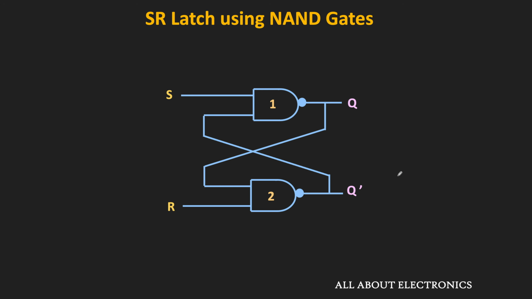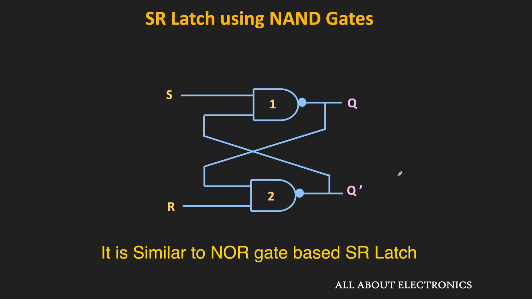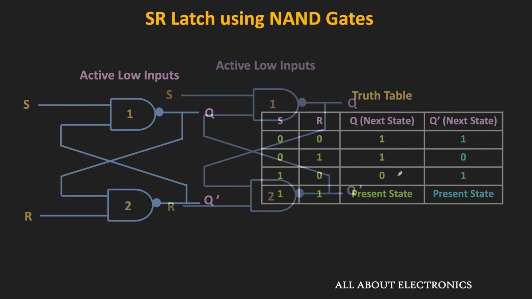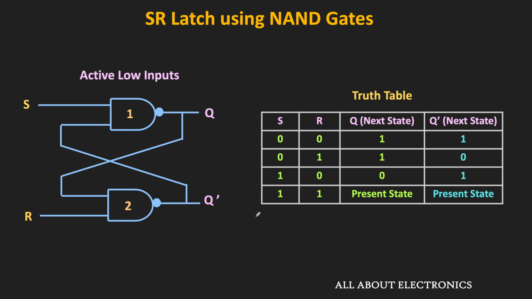If you see this NAND gate based SR latch, it is very similar to the NOR gate one. That means here the two NAND gates are cross coupled. But in this latch, both the inputs S and R are active low. And this is the truth table of this NAND gate based SR latch. As you can see, when both the inputs are 1, there is no change in the output state. That means the next state will be the same as the present state.